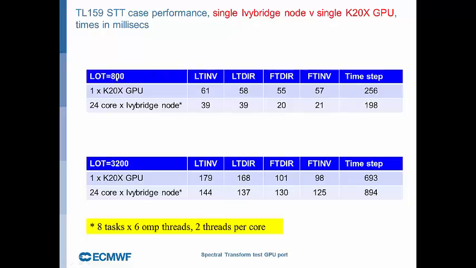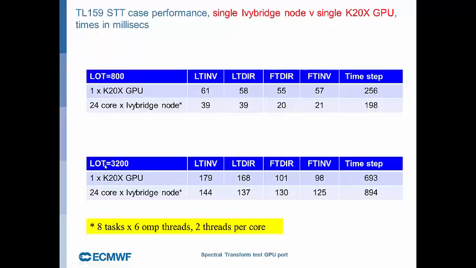And here is a case where we have 800 vectors, or a lot size of 800, and I'm comparing one of our Cray 24-core Ivy Bridge nodes against a K20X. And obviously this is times in milliseconds. So we can see that the Cray, the host version, is running very much faster. And the total time per time step, it's obviously faster. 198 is faster than 256.